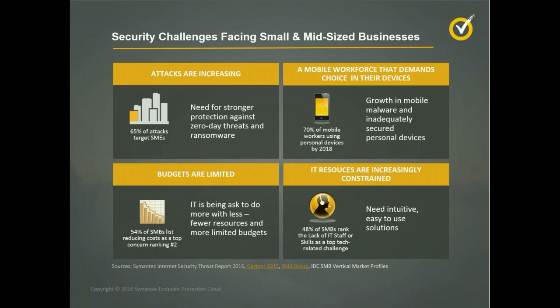Resources are also an issue. 48% of small businesses rank lack of IT staff or IT skills as a top tech-related challenge. Also, with smaller IT teams, mid-market organizations really need faster and more intuitive security solutions to be able to secure their environments. To top all of this off, there are really constraints and limits around budget. In fact, in the IDC SMB vertical market profile, cost constraints was listed as the second highest ranked concern for IT teams of this size, with 54% of small and medium businesses listing this as a top concern.